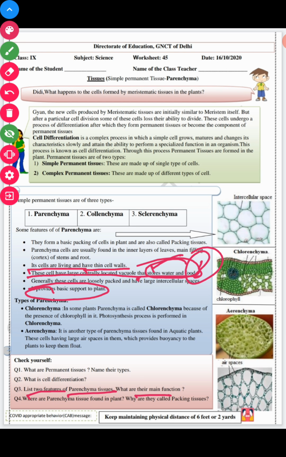Where are parenchyma tissues found in the plant? Okay, parenchyma tissues are found in the inner layer of the leaves and as the main filling of the cortex of the stem and root, right? And why are they called packing tissue? So this is the answer. They are the basic packing cells of the plant, and that is why they are called packing tissue. This is the answer of your fourth question.